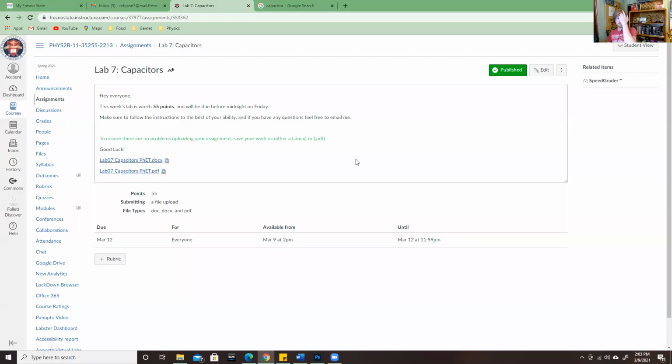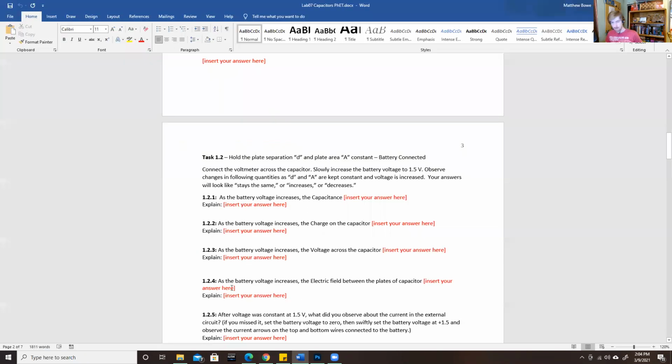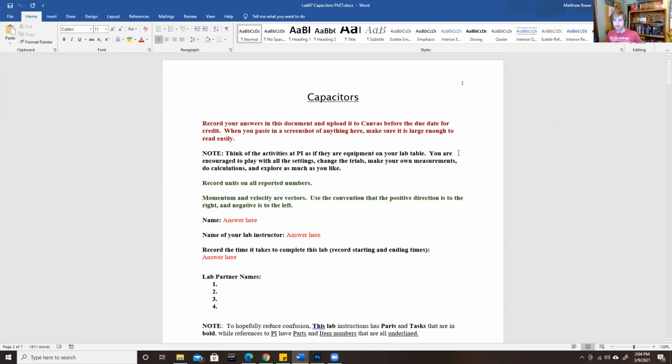Okay, so today's lab is on capacitors. I will pull up the Canvas screen. Okay, so we have these instructions. The lab's worth 55 points, much less than some previous labs. I think this is a relatively short lab. Once we get into the instructions, we'll see this. Let me go up to the top.